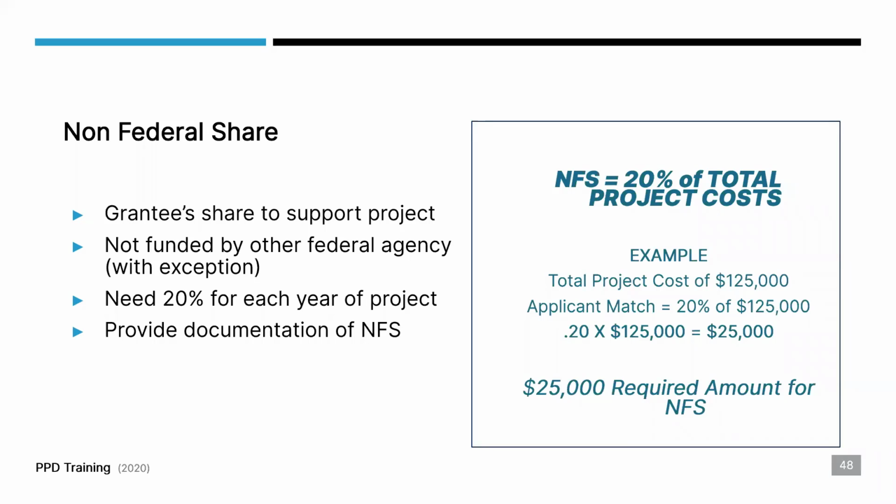You're just needlessly overcommitting to a requirement. So stay as close to 20% as possible. And also, you do need to provide the documentation for the source of your non-federal share. So this is the time to do this, during this planning phase.